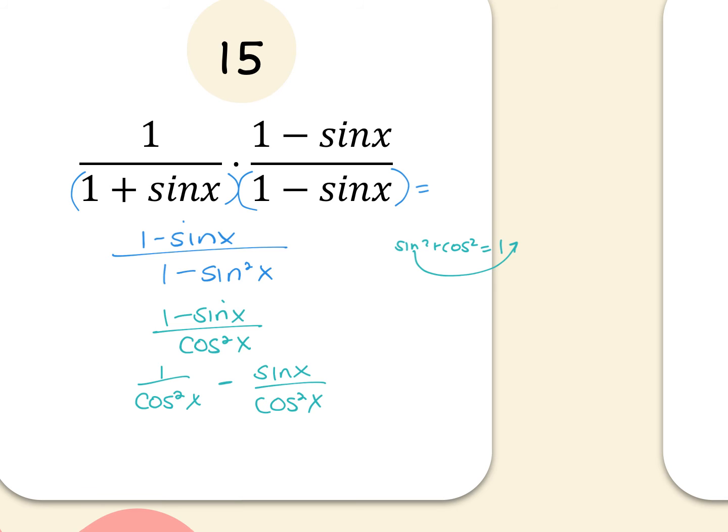So you can split it. Think about it. If it had the same denominator, we could combine it, which means if the sum or difference is in the top, we can split them. What is 1 over cosine squared x? Secant squared. Good.